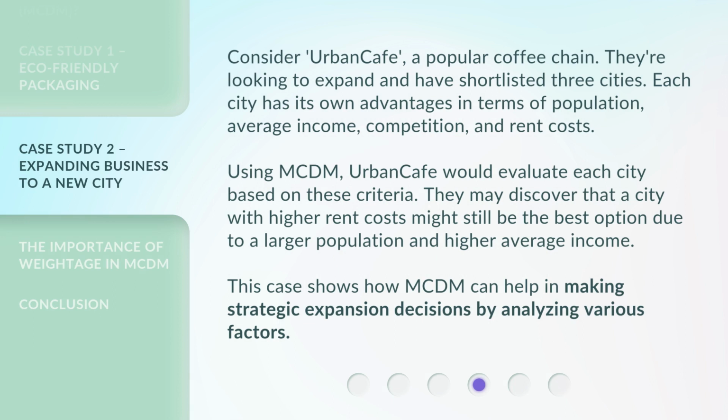Consider Urban Cafe, a popular coffee chain. They're looking to expand and have shortlisted 3 cities. Each city has its own advantages in terms of population, average income, competition, and rent costs. Using MCDM, Urban Cafe would evaluate each city based on these criteria. They may discover that a city with higher rent costs might still be the best option due to a larger population and higher average income. This case shows how MCDM can help in making strategic expansion decisions by analyzing various factors.